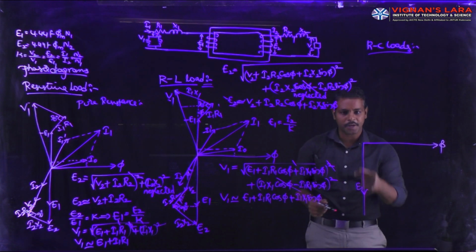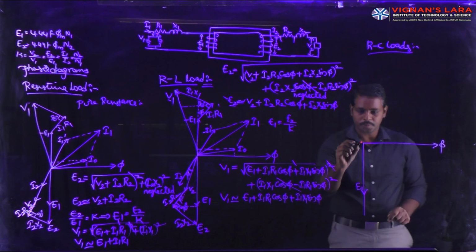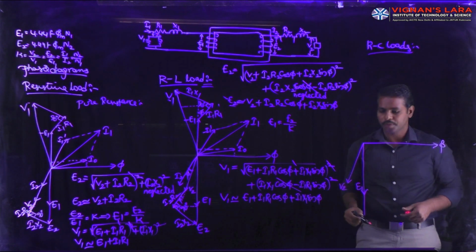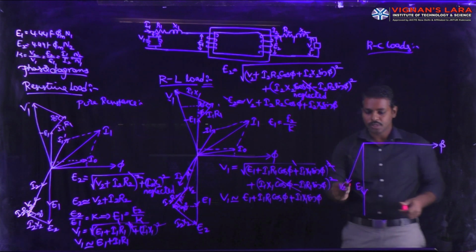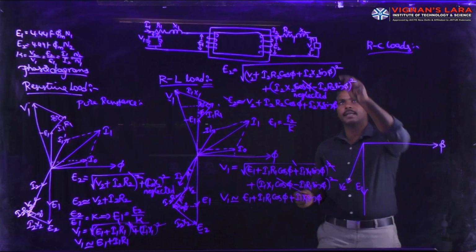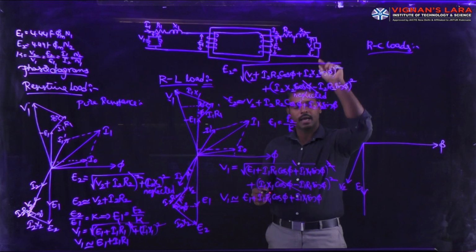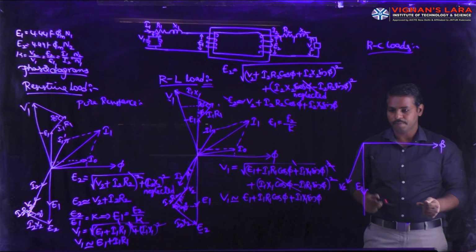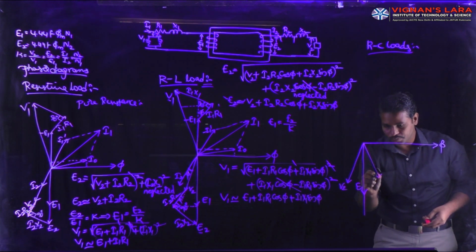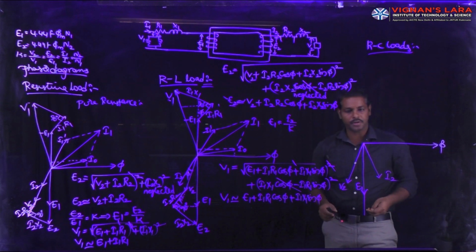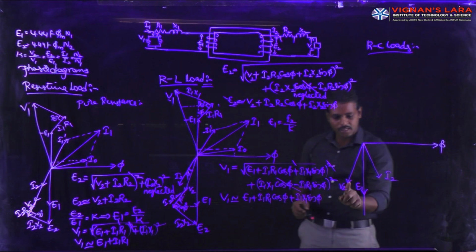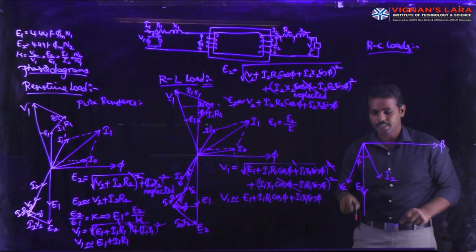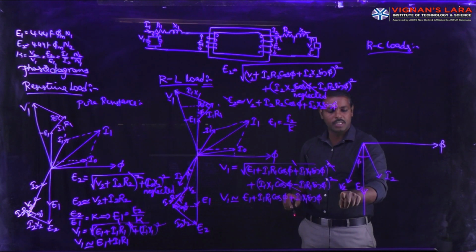So how to get the value of E2? Voltage V2 is there, and when we are connecting the RC load, the current always leads the voltage by an angle phi, which is equal to I2. The current always leads the voltage by an angle phi.